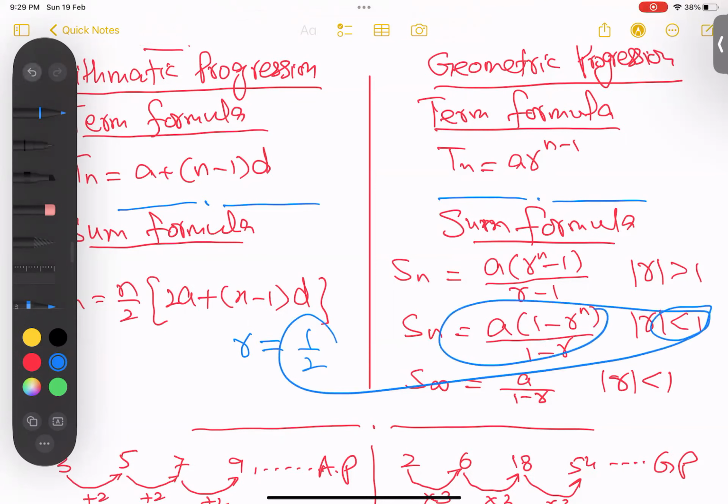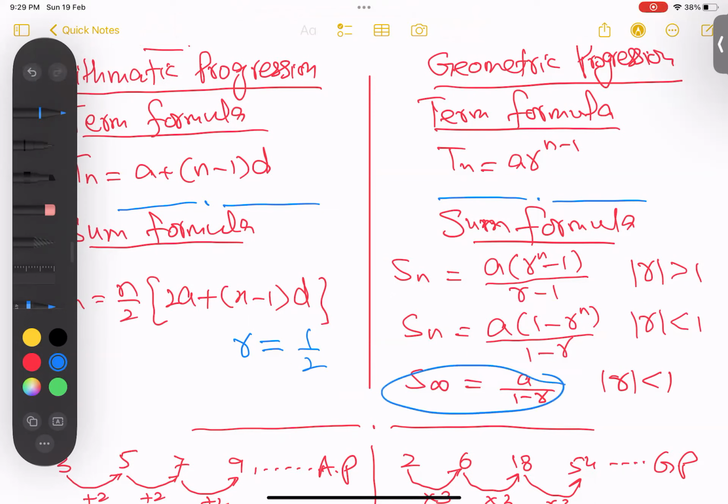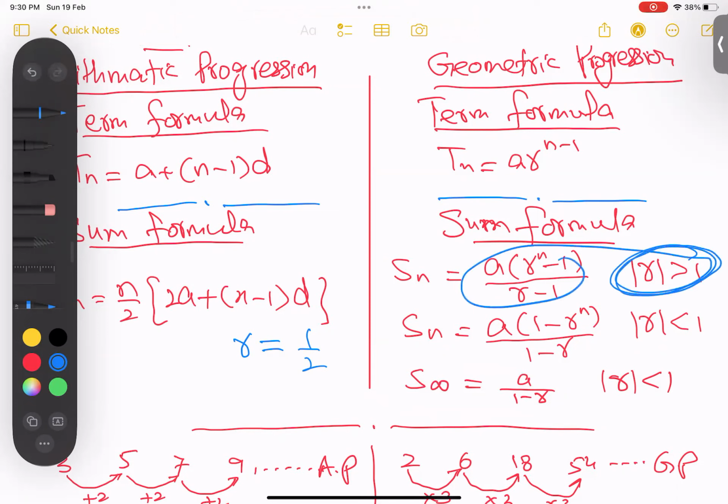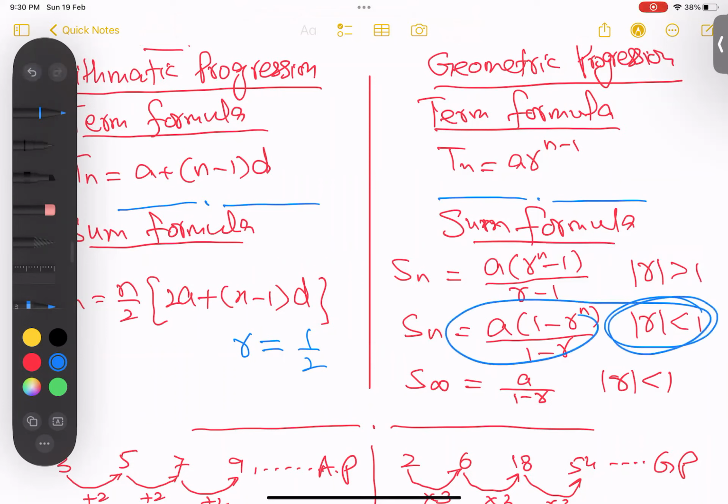So this is a very important thing. The third formula, I will not tell now, I will tell later. But I repeat again, R value bigger than 1, I will use this formula. R value less than 1, I will use this formula. I hope you got the difference. And now I'm going to show you the real difference. Come back.